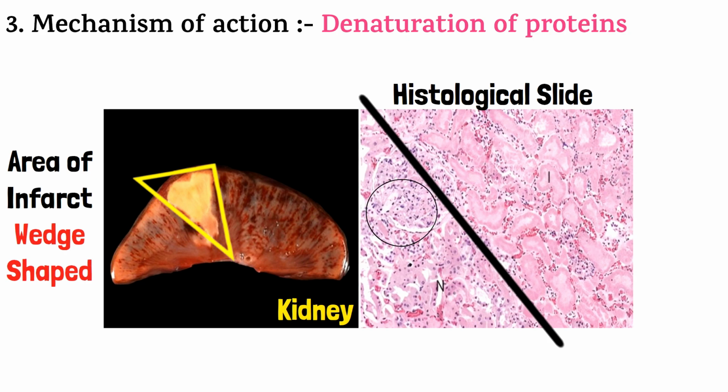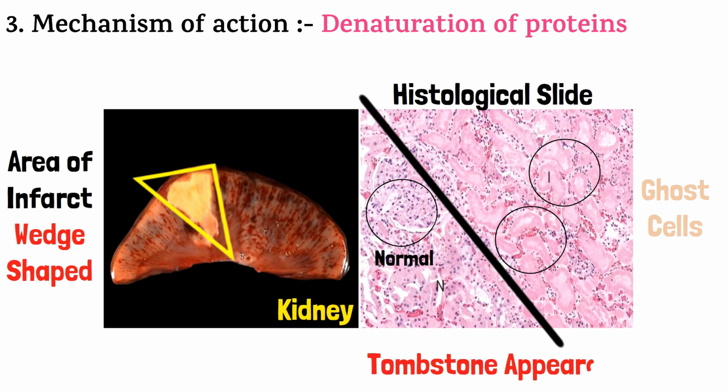Here you can see the normal histology of cells with every cell having a normal nucleus. On the other hand, here you can see these cells having pink colored outline without any proper visible details. These cells are called ghost cells. And this pattern of many ghost cells is called tombstone appearance.